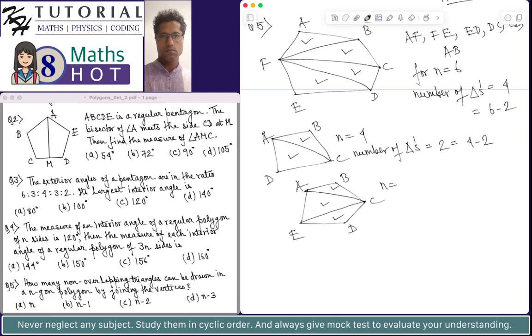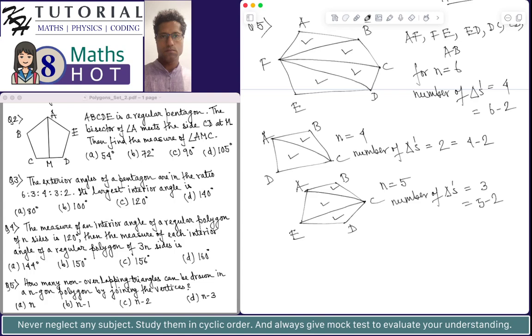So for a pentagon, we see n is equal to 5, and the number of triangles, these should be non-overlapping triangles. I am not writing non-overlapping, I hope you will understand. Number of non-overlapping triangles we see is 3, which is 5 minus 2.